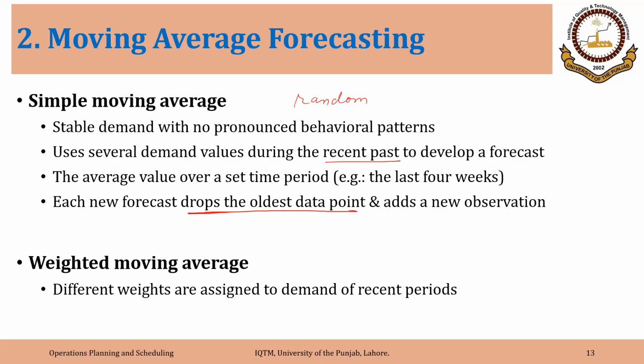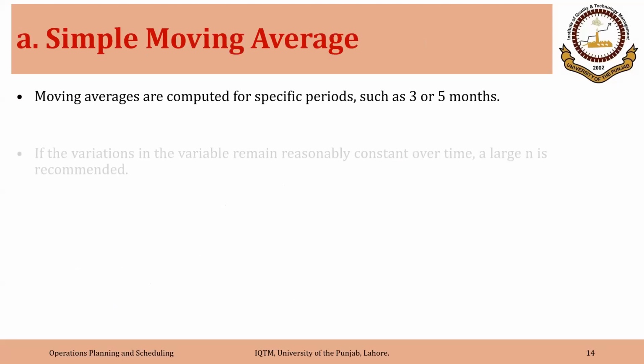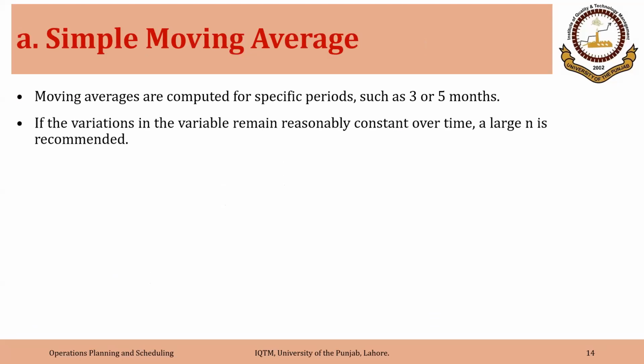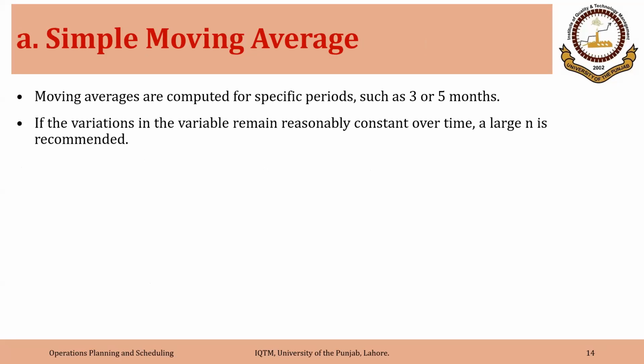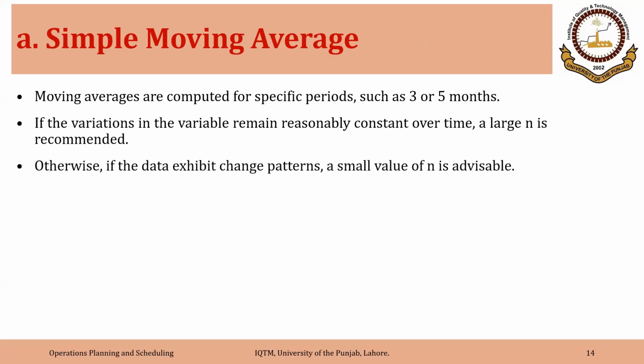In simple moving average, we give equal weightage to each data point, each value of the actual demand in the past that we have. But in weighted moving average, we assign different weights to demand of recent periods. So we will first see simple moving average. These methods use moving averages for specific periods such as 2, 3, 4, 5 months. If the variation in the variable remains reasonably constant over time, a large n is recommended. Otherwise, if the data exhibit change patterns, a small value of n is recommended.